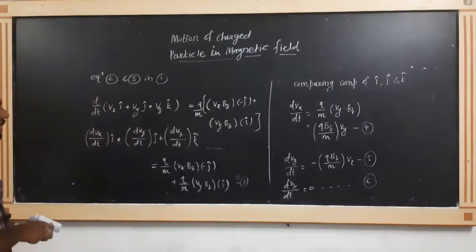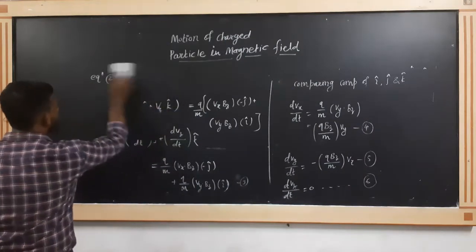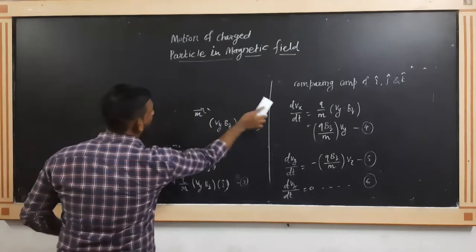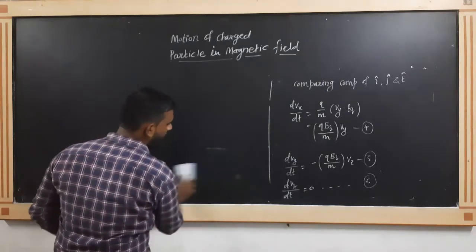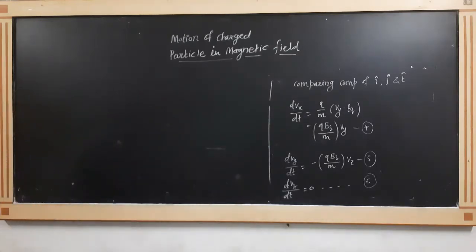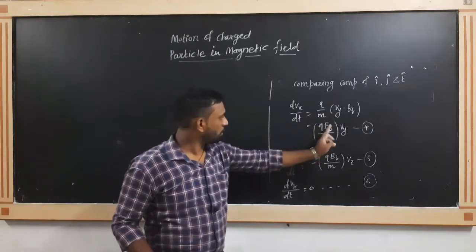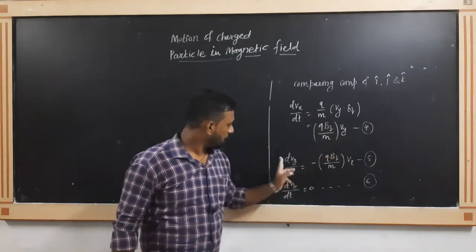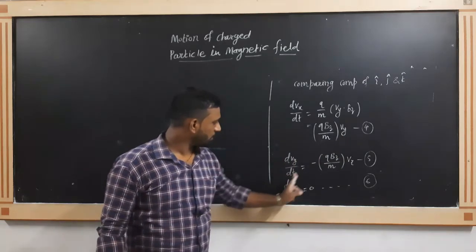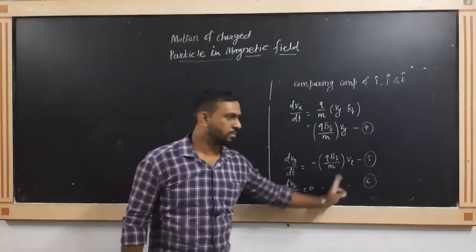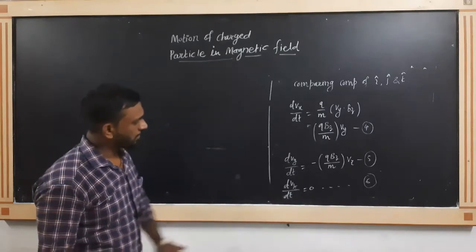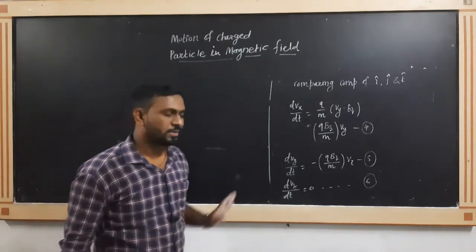Okay, so we have three velocity equations. dvx by dt is equal to q upon m, or q Bz upon m, into Vy. dvy by dt is equal to minus this constant quantity into Vx. And dvz by dt is equal to 0.